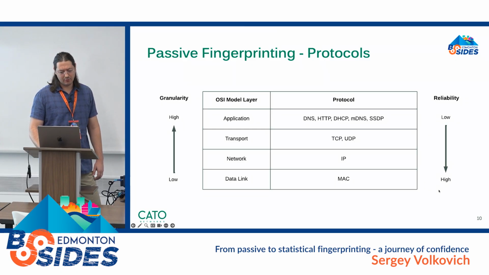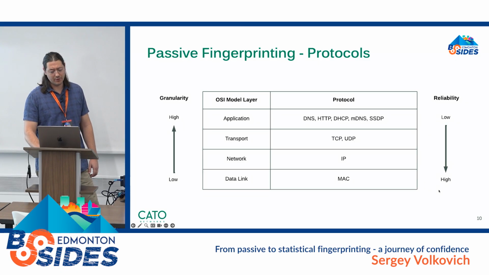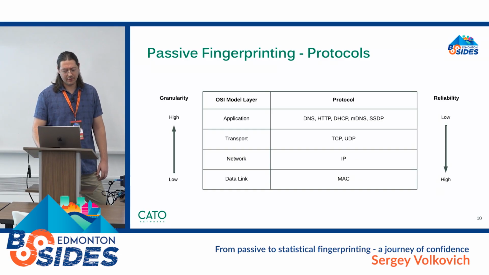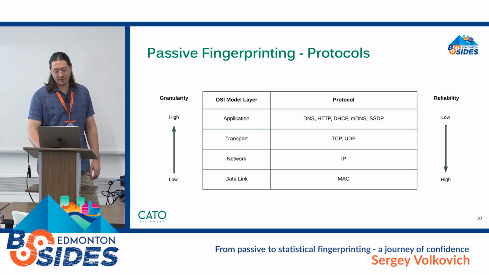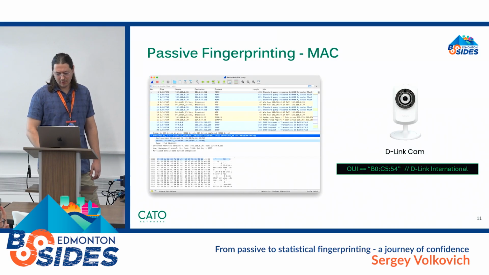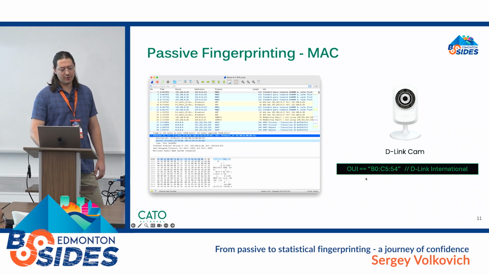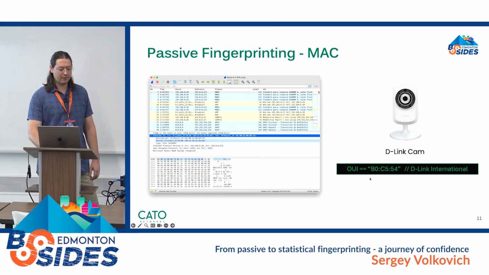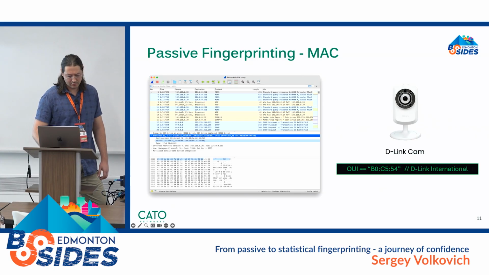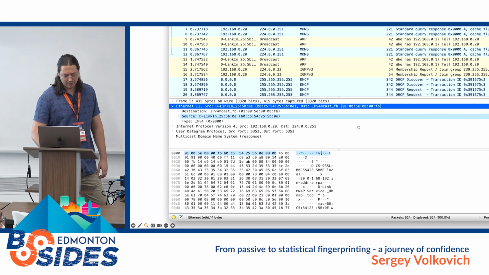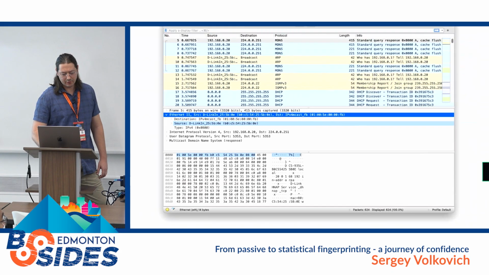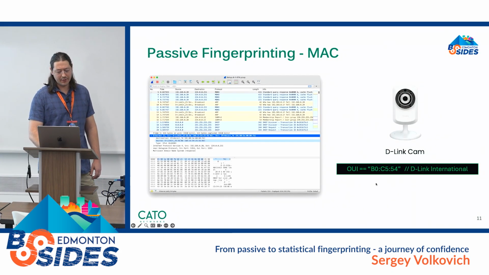And now let's dive into a bunch of examples which will show us which classifications can be made at which granularity level. So starting from the bottom up, looking at the MAC address, if you recall, the first half indicates the organization, the OUI. Looking at this packet capture, I hope you can see it. If not, I can zoom in, but I think it's clear from the signature. We can identify a D-Link device.